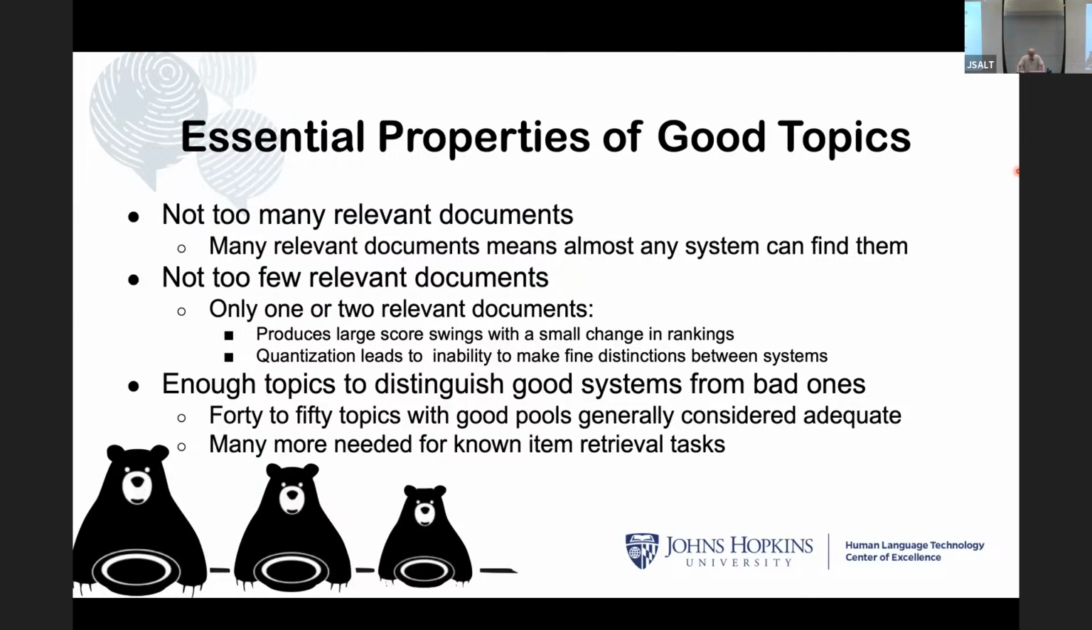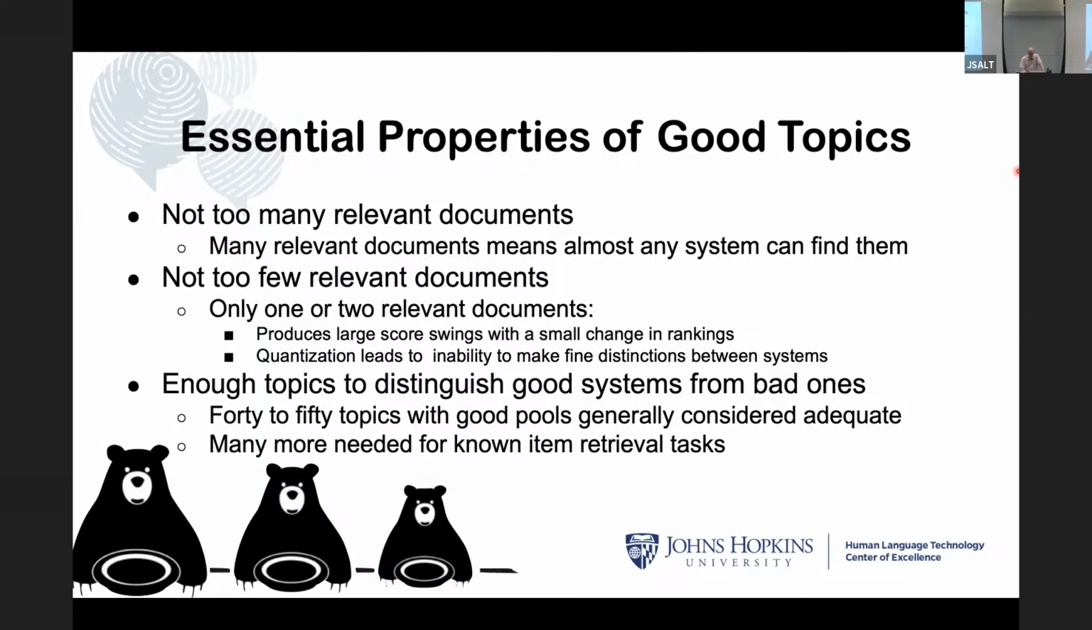If you're doing something like a known item retrieval task, where you only know one relevant document, like if all you had was MS Marco and you had one relevant document for each topic, then if you were using that as your evaluation collection, you have to use many more than 50 queries to be able to distinguish systems, because you don't know about all the other relevant documents. So you have to take into account the fact that you don't know what the other relevant documents are.